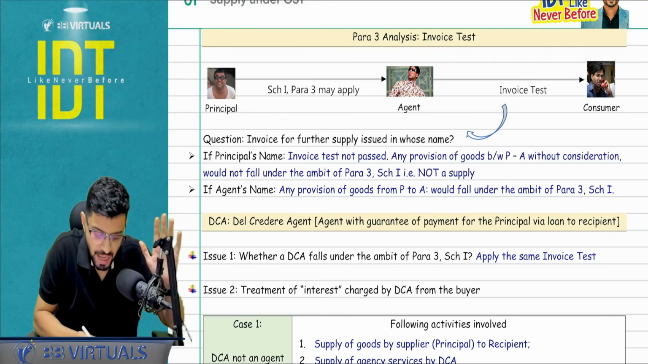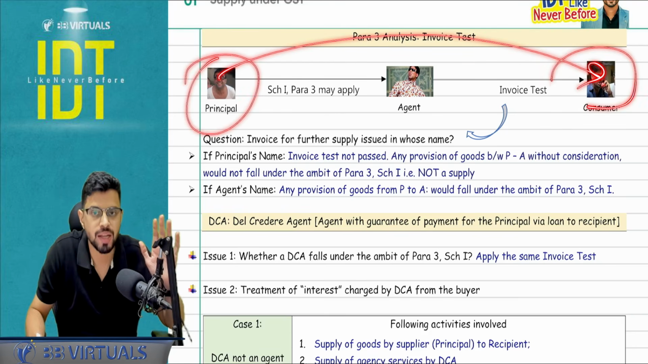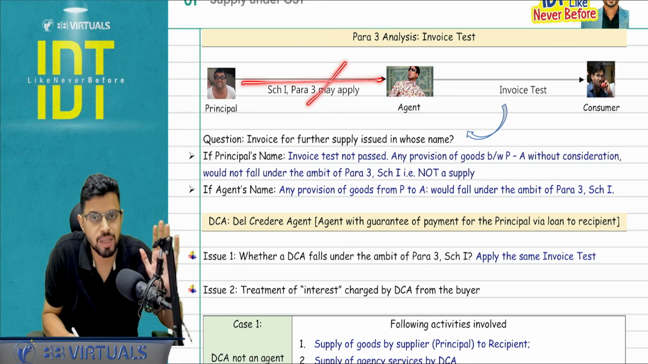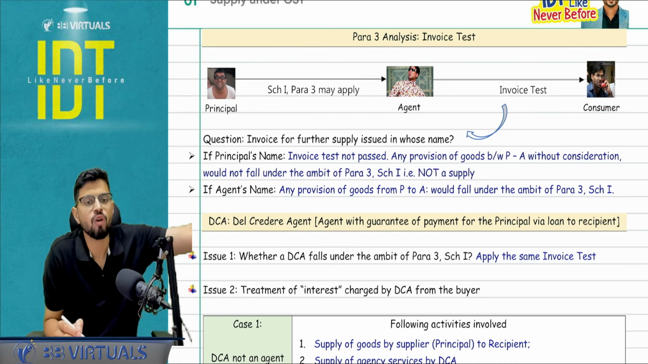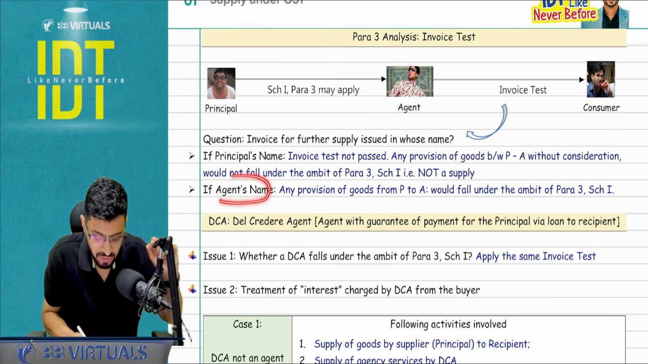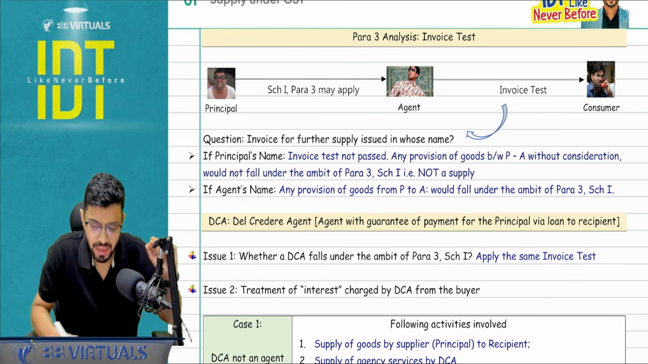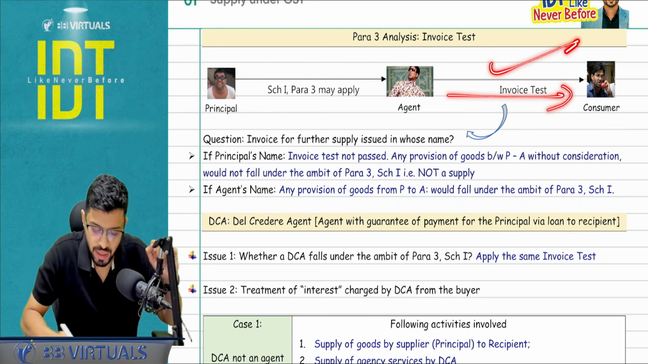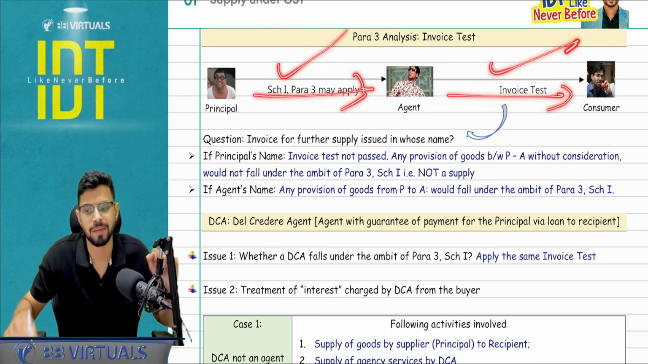So the supply is directly by the principal to the consumer. Hence this is not a supply under ambit of paragraph number 3, schedule number 1. But on the other hand, if it is issued in the agent's name, this particular supply is invoked, then this will also be a supply.